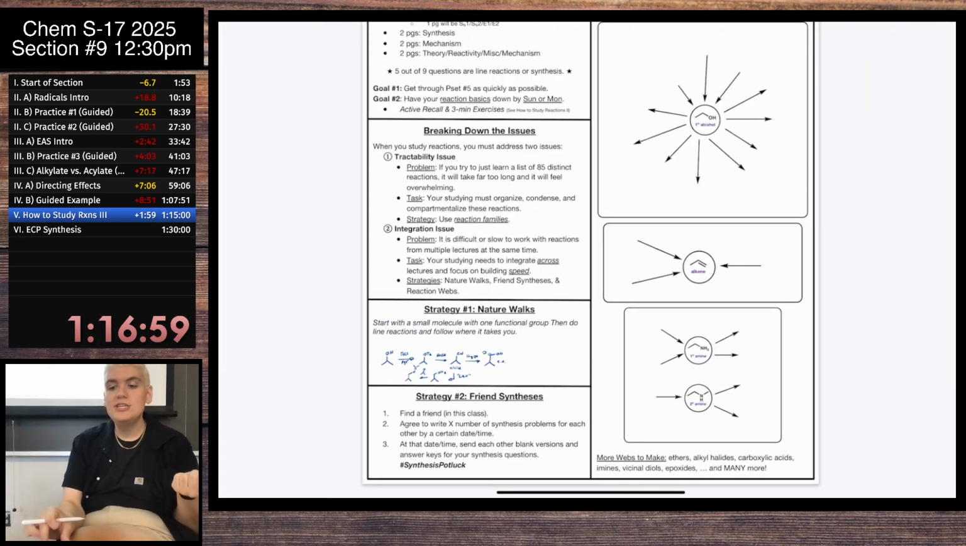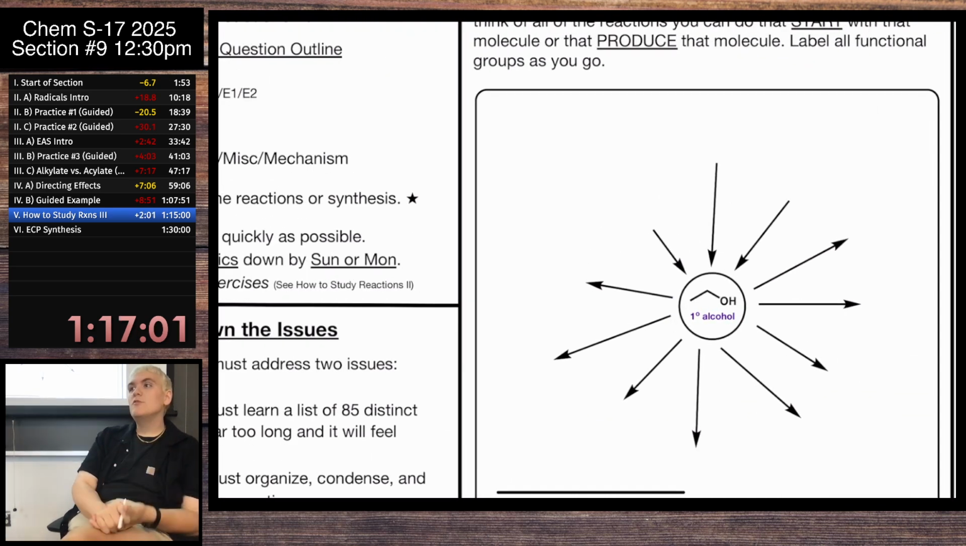The last strategy is reaction webs. What you do is you take a functional group and you ask, what are all the ways I can make this functional group? What are all the things I can do with it?